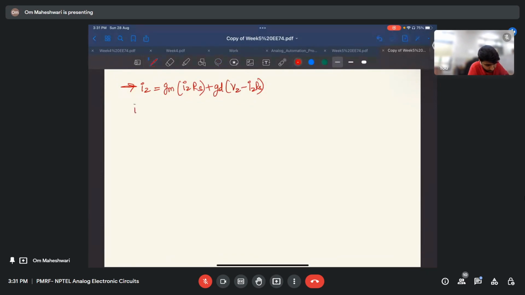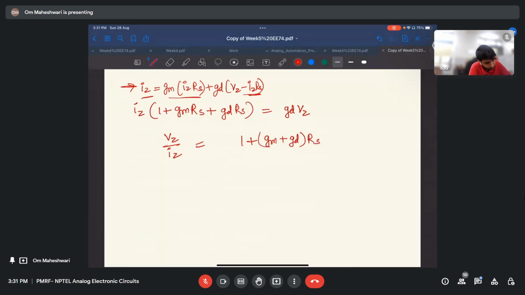So I take all the IZ terms to one side. IZ times 1 plus GM RS plus GD RS equals GD VZ. So VZ by IZ will be 1 plus (GM plus GD) RS, whole upon GD.